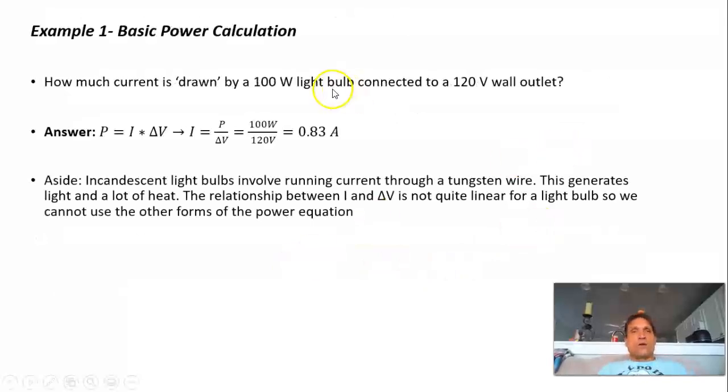So let's do another quick calculation. Suppose you have a 100-watt light bulb and the light bulb is plugged in to your 120-volt wall outlet. What's the current through the bulb? Well, we plug in P equals I times delta V, and we know delta V is 120 volts, and we know your bulb is 100 watts, and so you get 0.83 amps. So your light bulb consumes about 0.83 amps.